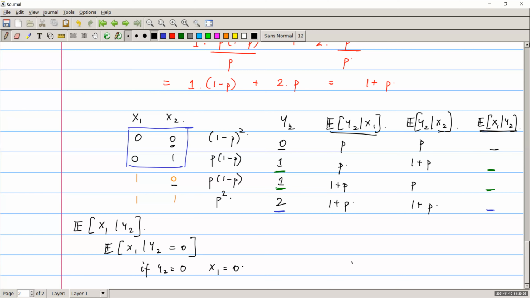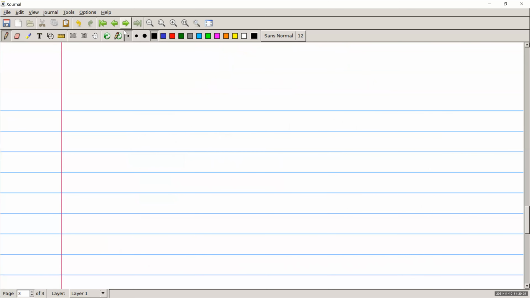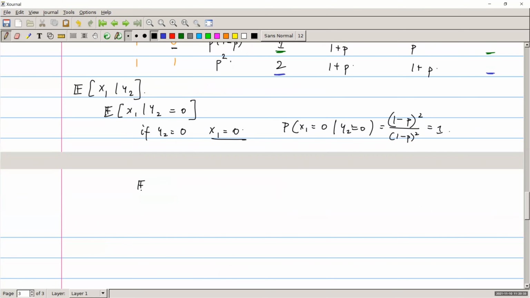0. Just 0. Okay, and the probability x1 equals 0 given y2 equals 0 is, you can say, 1 minus p squared divided by 1 minus p squared. Okay, and this is 1. Another way of saying that: if y2 is 0, x1 is guaranteed to be 0. So what is the expectation of x1 given y2 equals 0? This is 0 times the probability x1 equals 0 given y2 equals 0, which is 0 times 1, which is 0.